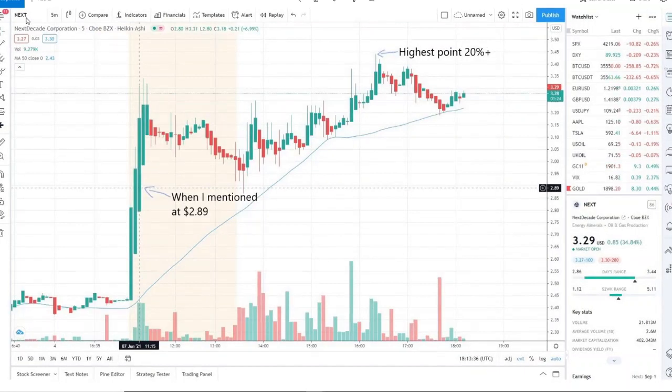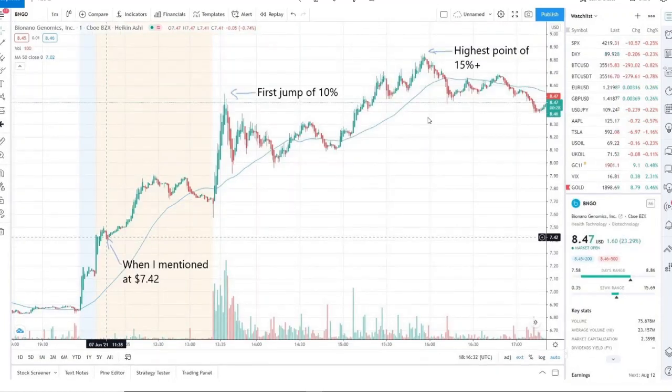Now NEXT, this is one that we caught when I mentioned it at 289 on a price upgrade, jumped up pretty fast, consolidated, pulled back down close to 289, broke through it a little bit, 286, and took off to a highest point of 20% plus on the day, guys. So we hit 2 home runs out of the 5, but every single one of them gave us 5 to 10% opportunities, and our worst performer out of these 3 gave us a 10 to 15% plus opportunity, guys.